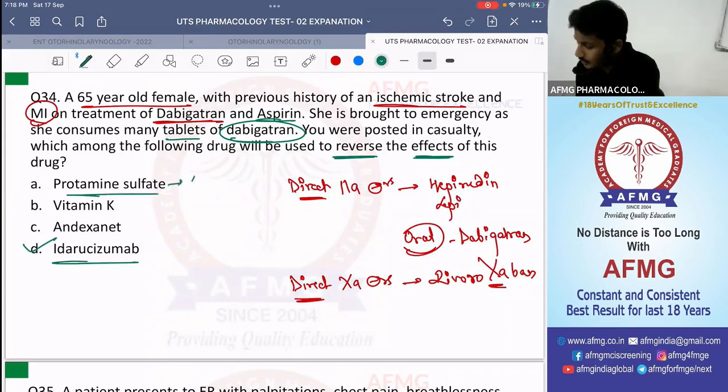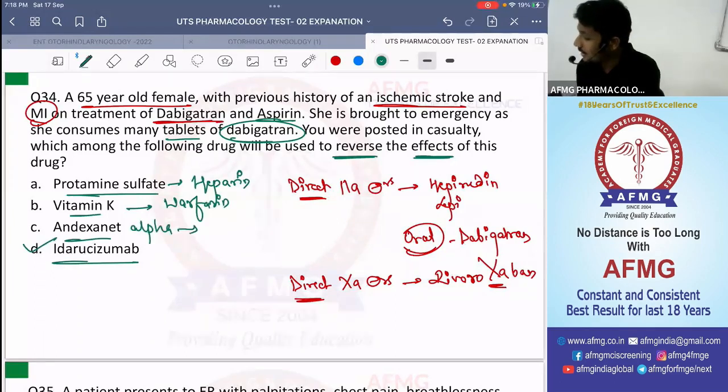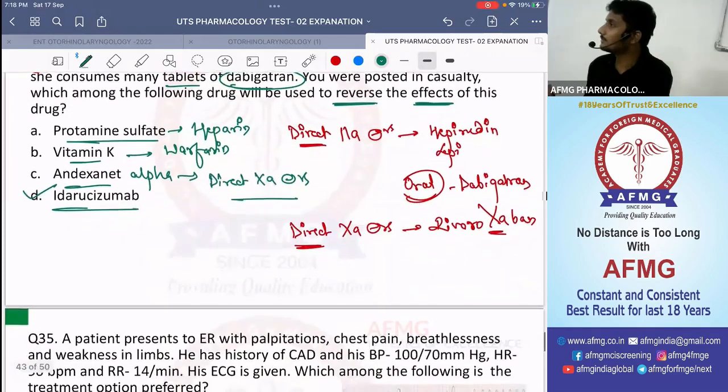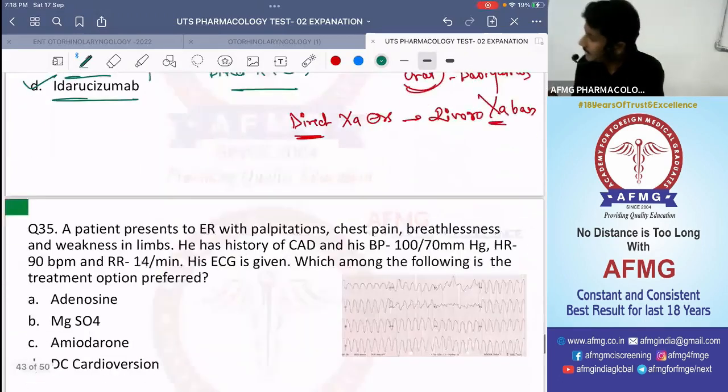Protamine sulfate is an antidote for heparin toxicity. Vitamin K is an antidote for warfarin. And andexanet alfa, very good. It is an antidote usually for direct 10A inhibitors, that is rivaroxaban and so on. No issues with this, anybody? Shall I move further? Question number 35.